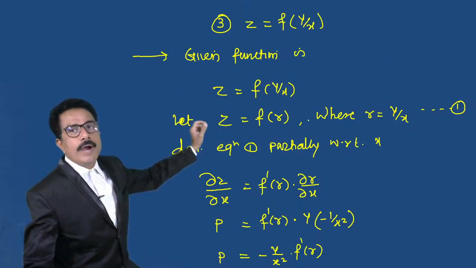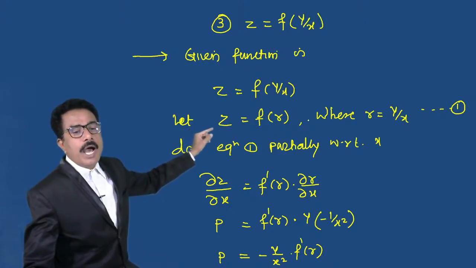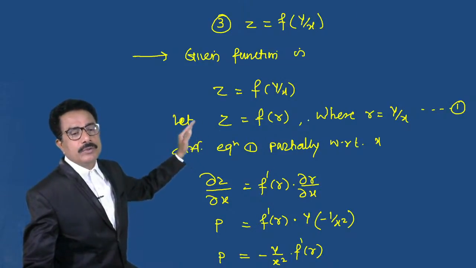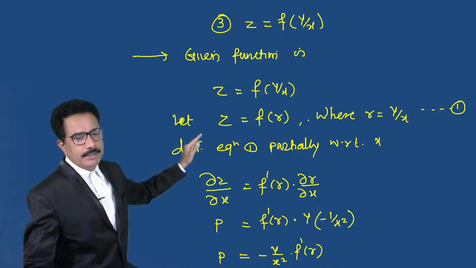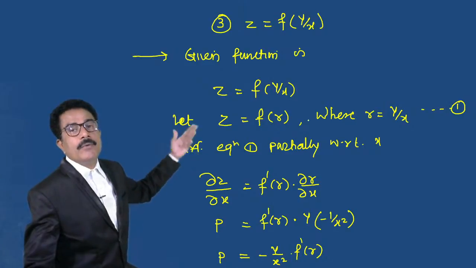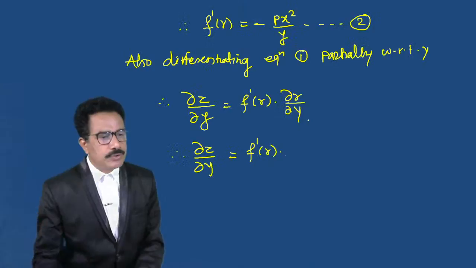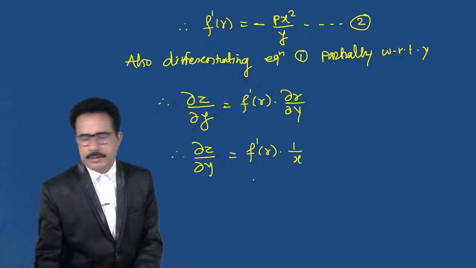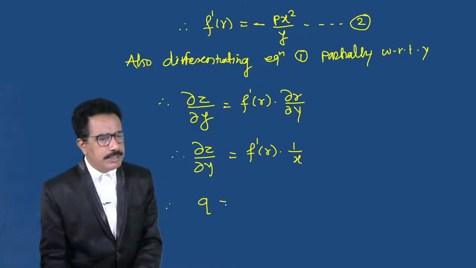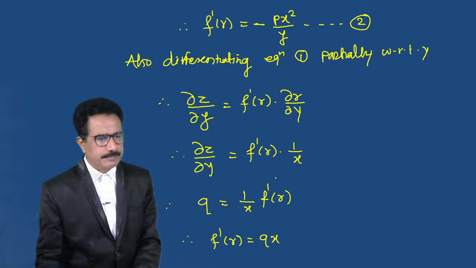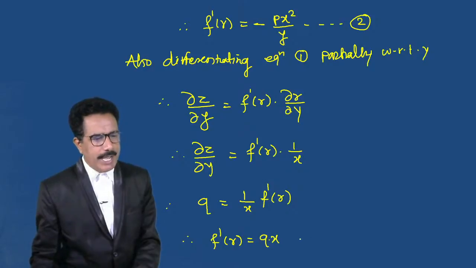If r is y by x, then dou r by dou y, what is the value? Dou r by dou y. It is 1/x, since the derivative of y with respect to y is 1, so 1/x. So it will be q is equals to 1/x into f dash of r. So we can write f dash of r is equals to qx. So we consider this equation as 3.